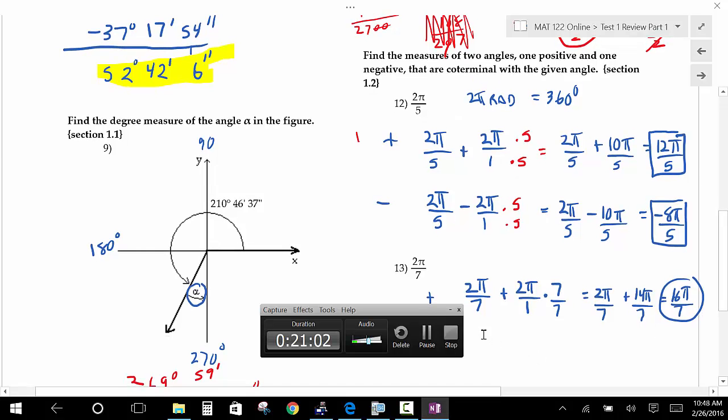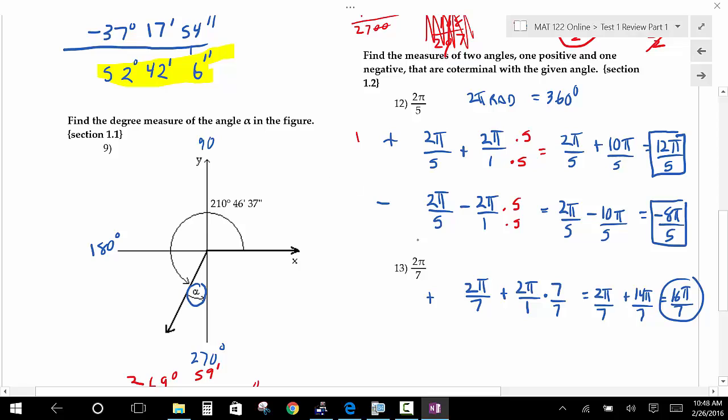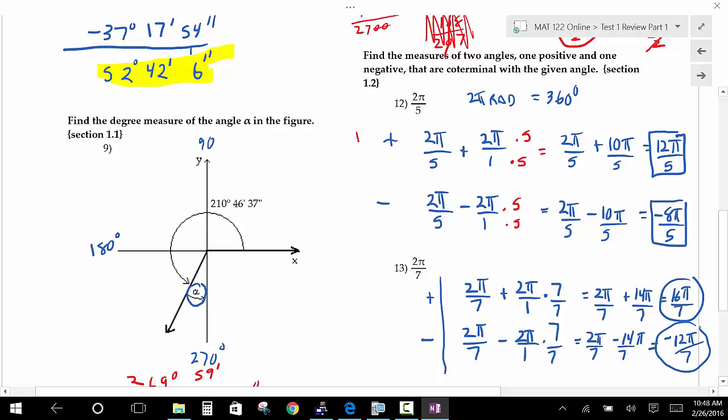So going back to the negative one now, what we're going to do is this. We're going to do 2 pi over 7, and we're going to subtract 2 pi to make the negative one. So we put that over 1, multiply by 7 over 7 to introduce your common denominator. So that's 2 pi over 7 minus 14 pi over 7. That gives negative 12 pi over 7 as your negative angle that's coterminal to it. So it's a very simple thing to do. A little fraction arithmetic is involved too.